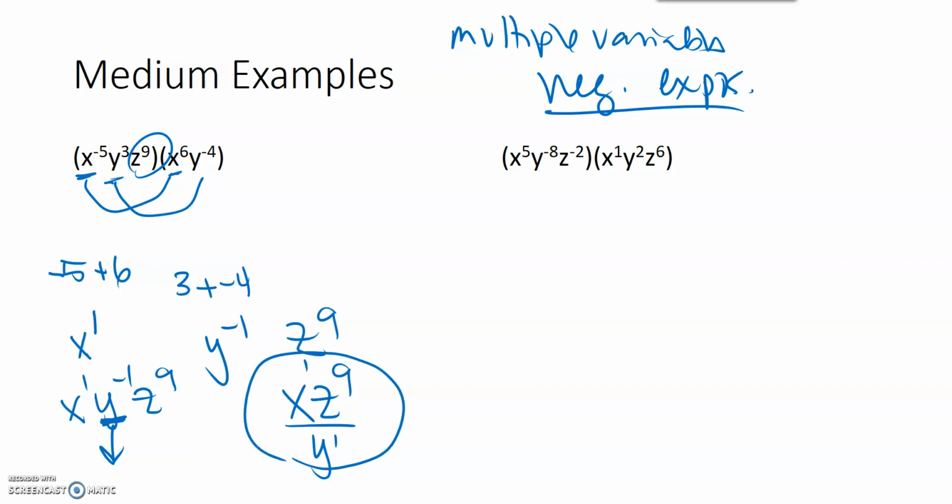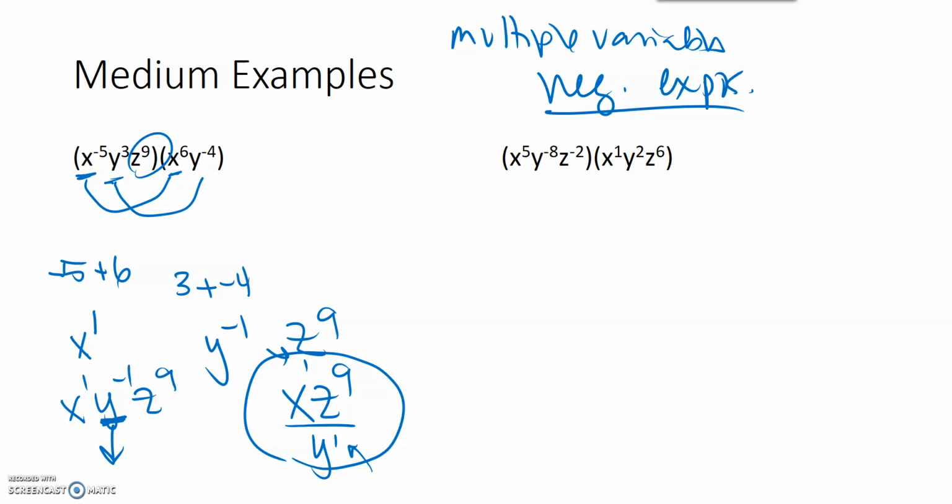And there is my final answer: x to the first, z to the ninth over y to the first. Now, you don't have to put in those ones, that one here and that one here. If we just have a variable, it's understood to have an exponent of 1. But you can leave it in there. I think it's going to help you guys, if your exponent is a 1, to leave it in the problem.